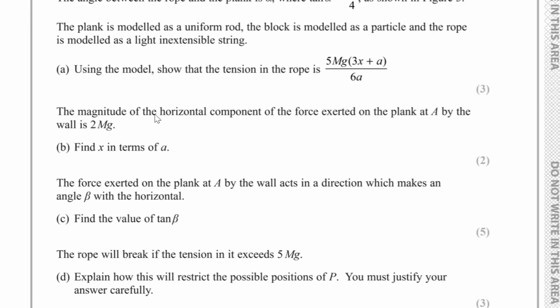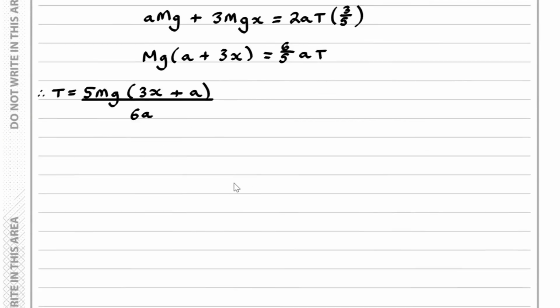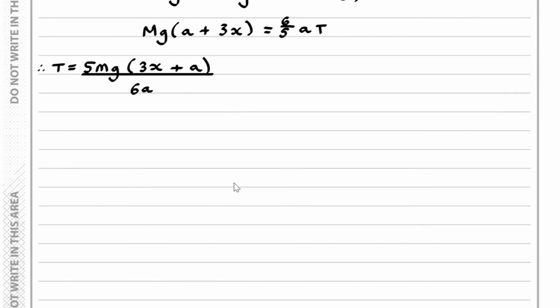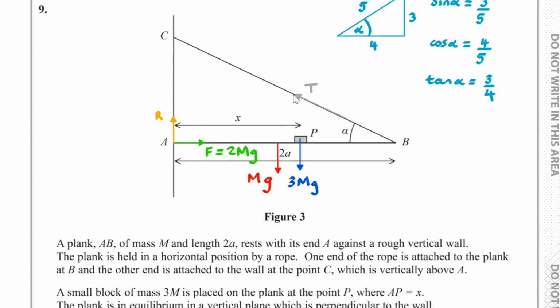Then the magnitude of the horizontal component of the force exerted on the plank at A by the wall is 2 mg. And we have to find x in terms of a. So what we are saying over here is this force is equal to 2 times m times g. So what we can do now to find out what x is, resolve horizontally. I've got the horizontal component of t, which is t cos alpha, and that will equal f.